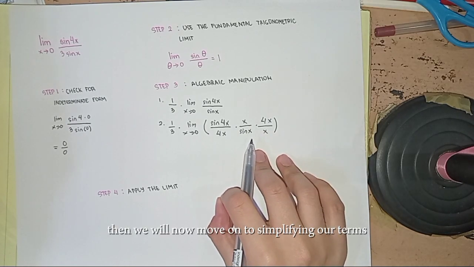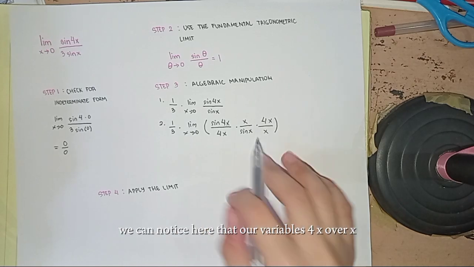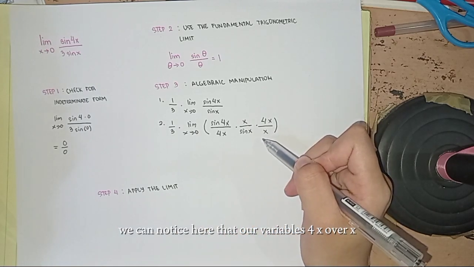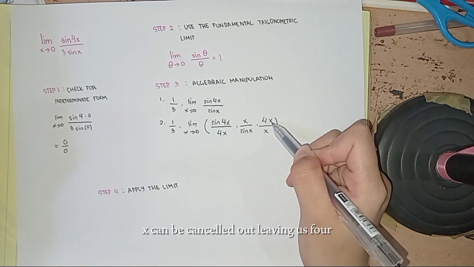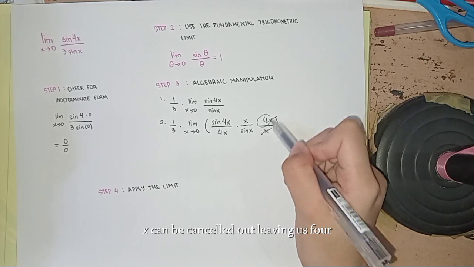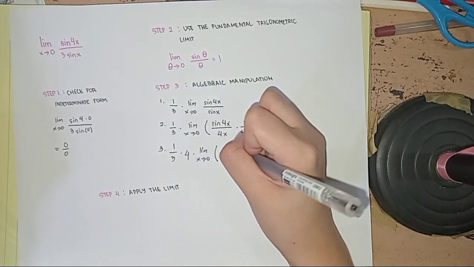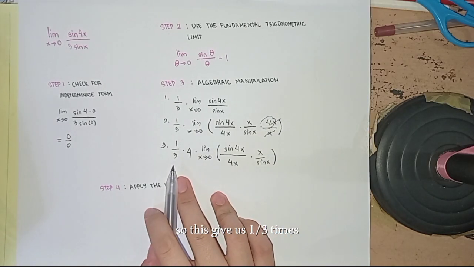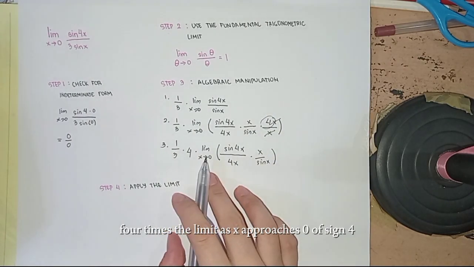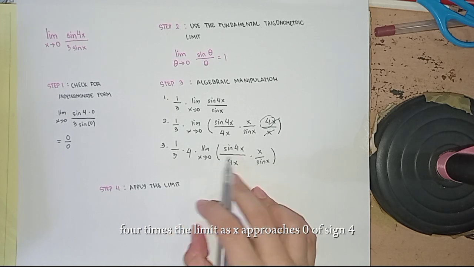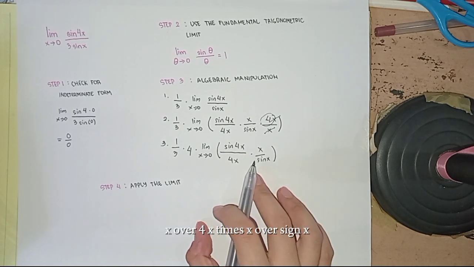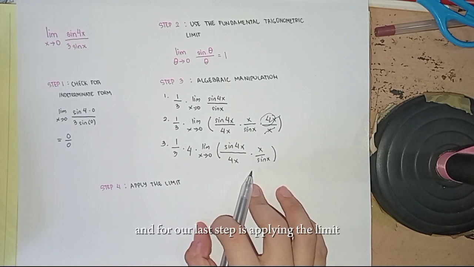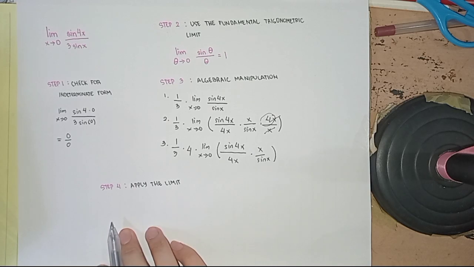Then we will now move on to simplifying our terms. We can notice here that our variables 4x over x can be cancelled out, leaving us 4. So this gives us 1/3 times 4 times the limit as x approaches 0 of sine 4x over 4x times x over sine x. And for our last step is applying the limit.